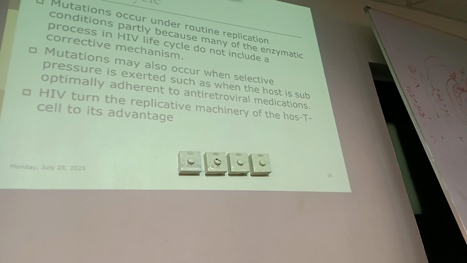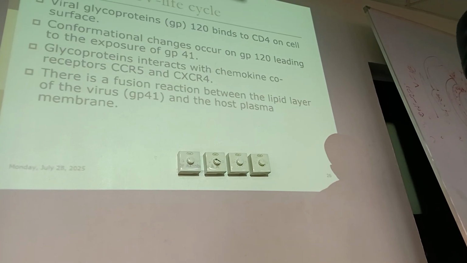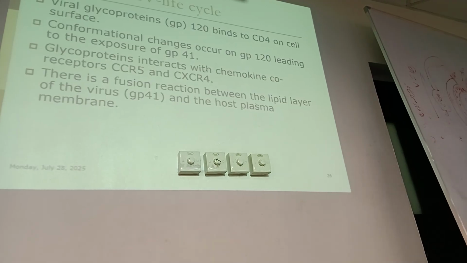So HIV turns the replicative machinery of the host cells to its advantage. It will use the host cell to produce HIV. So these are the stages of HIV. There is the envelope gene, now split into gp120 and gp41. So gp120 binds to the CD4 cells on the surface. There is a conformational change occurring after the binding, exposing the gp41 of the envelope.